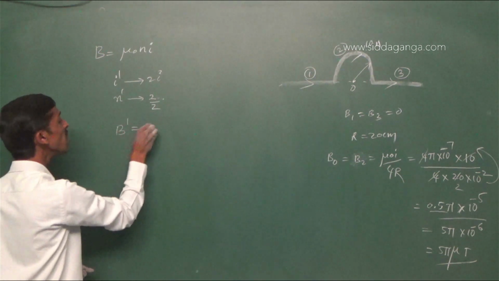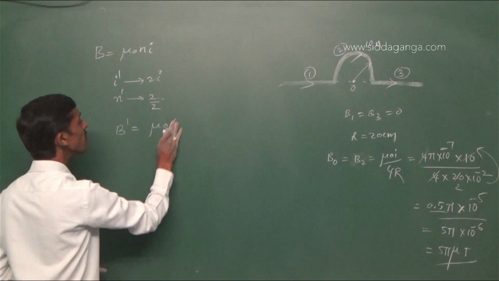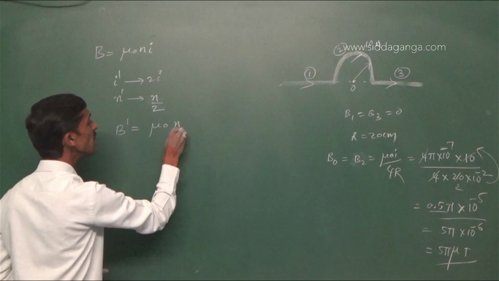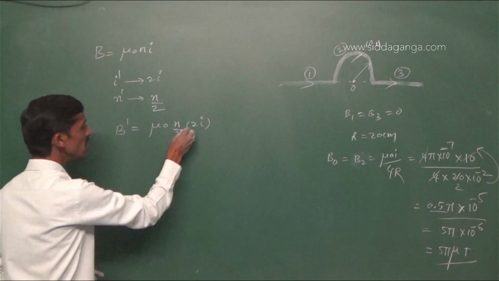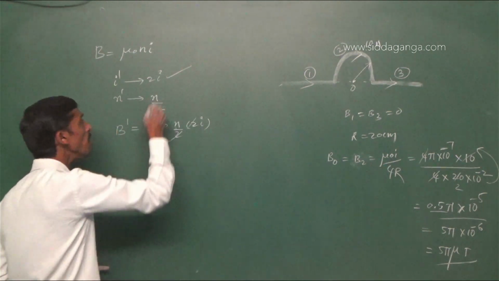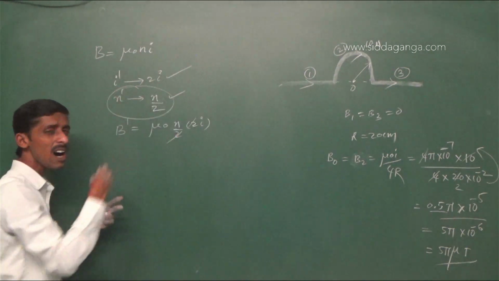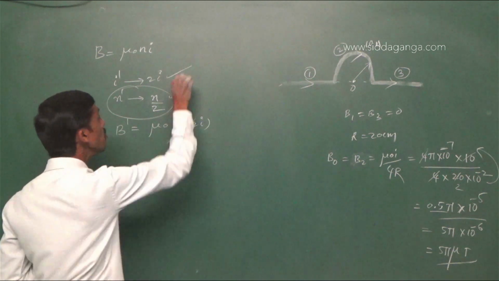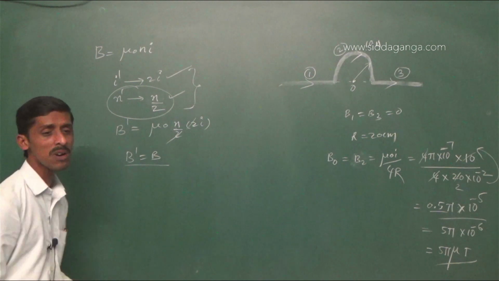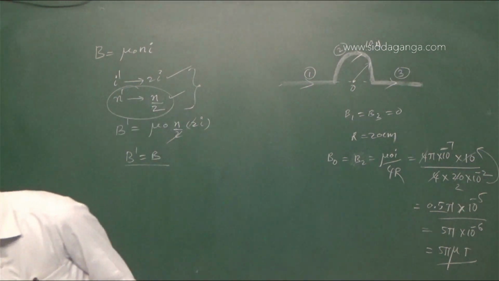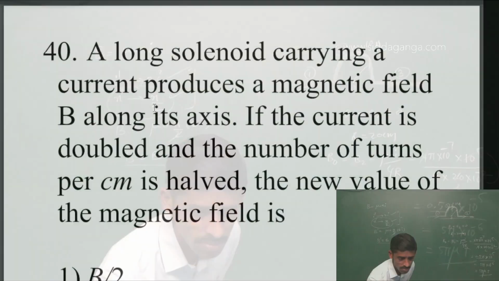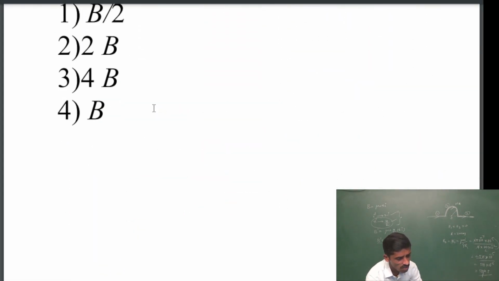The new magnetic field value is mu naught, number of turns gets halved, n by 2, and the current is doubled. So there is no effect. By doubling the current, the field will be doubled. By reducing the number of turns to half, the field will be reduced to half. By doing both, there will not be any change in the magnetic field. So we get the same amount of magnetic field, that is B only. So the answer is the fourth option, B.